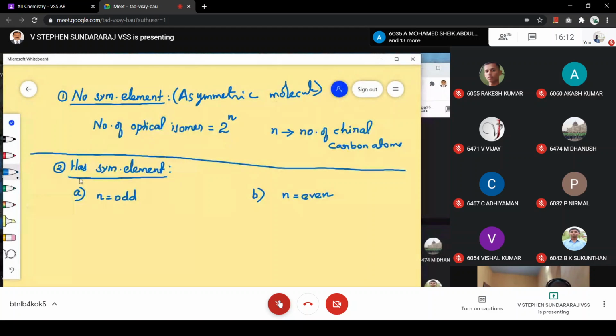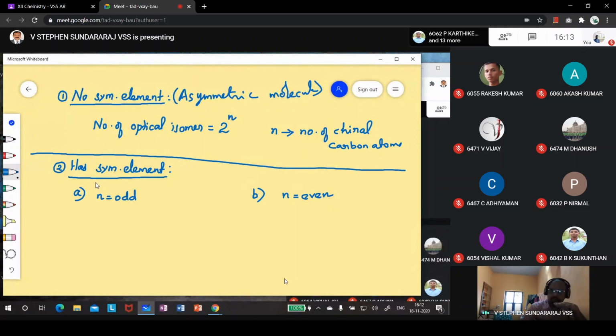But when the molecule has a symmetry element, a plane of symmetry, that means if you imagine the plane, the top of the plane and the bottom of the plane will be mirror images. I will give an example after giving the formula. You copy down. I also need to explain what the mesoform is. So when they have a symmetry element, there are two chances.